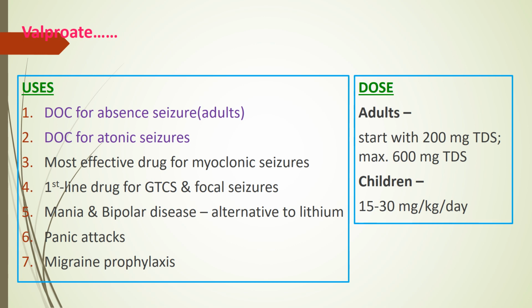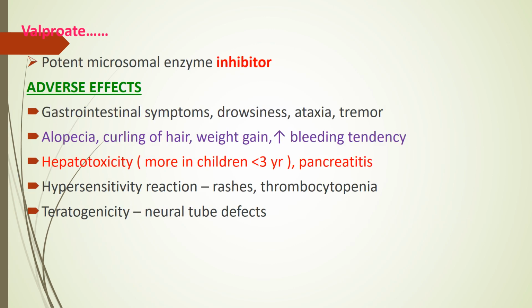it could be used in migraine prophylaxis. The dose at which it's used in adults starts with 200 milligram thrice daily and maximum up to 600 milligram 3 times a day, and in children it's 15 to 30 milligram per kilogram per day. Valproate is a potent microsomal enzyme inhibitor.